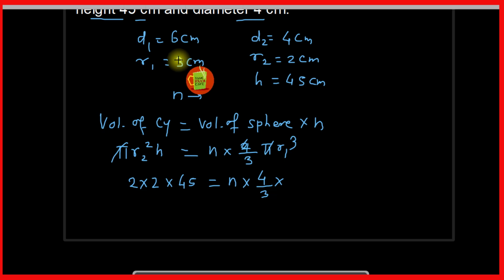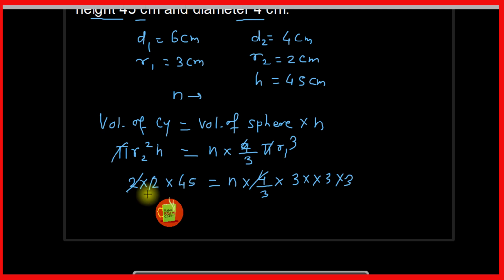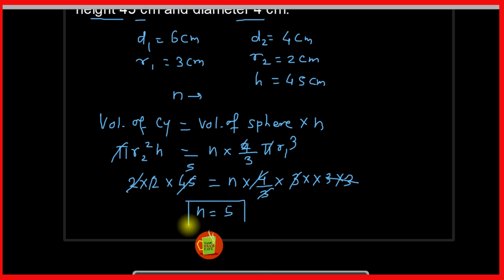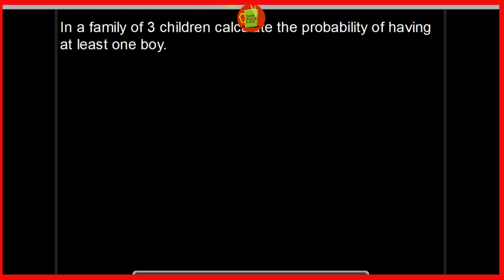and that r1 cube will be what? 3 cube, so it will be 3 into 3 into 3. Now here 4 and these 2 2s are 4 will get cancelled, correct? This 3 and 3 will get cancelled. 3 3s are 9 and 9 5s are 45 will get cancelled, and so here you will get n is equal to 5, and therefore the number of solid spheres formed out of that cylinder will be n is equal to 5.